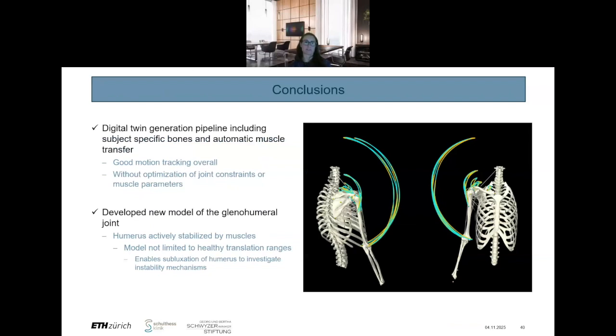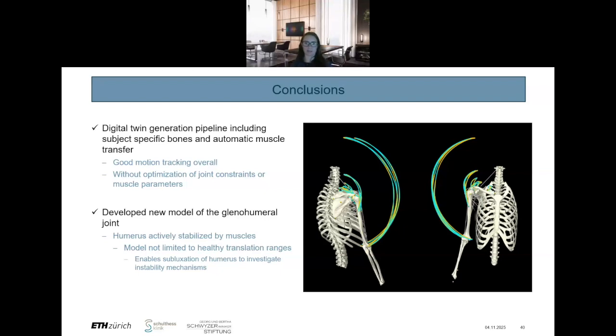So to conclude, this digital twin generation pipeline enables us to really incorporate the subject-specific bones and joint geometry, and it's able to track quite well the subject-specific kinematic trajectories from the biplane. And all of this is happening through muscular stabilization because we really expanded the translational bounds of this model from not allowing any translations to having very, very wide translations. And therefore, these models will also be capable of modeling subluxation.